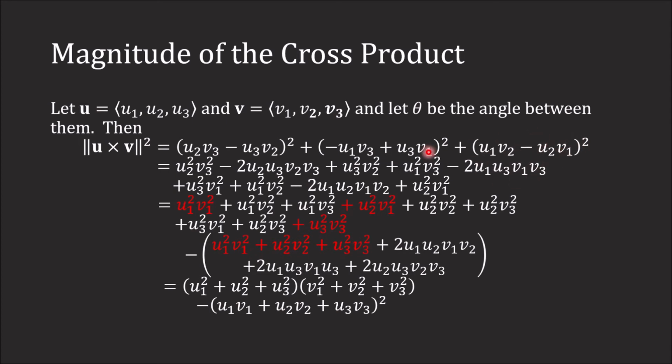So if we expand this out, U2 squared V3 squared minus 2U2U3V2V3 plus U3 squared V2 squared. So this is the expansion of this first group. Similarly, you can expand the second grouping and the third grouping.